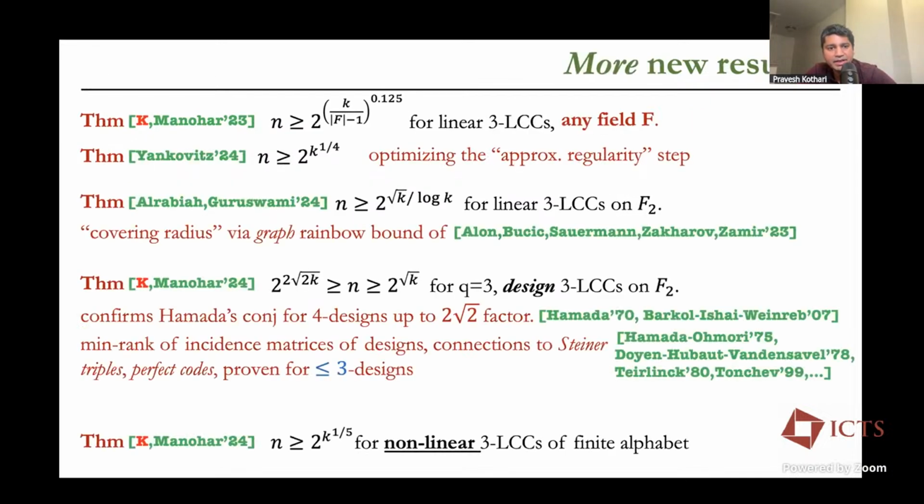In fact, subsequently, I won't tell you all this story in too much detail, but there has been quite a bit of improvement in 3-query locally correctable code lower bounds. There was a refinement of our argument from 1/8 to 1/4 in the exponent, and then a different, very nice argument that works for binary linear codes by Venkat and Omar Al-Rabia. Some special cases for designs were resolved. It turns out that the design case, by the way, already implies a solution to a new case of Hamada's conjecture that I mentioned before. So at least for this case, it's not so much of a barrier. We could just make progress on the conjecture itself. And there's even a non-linear version of a lower bound that we had last year.